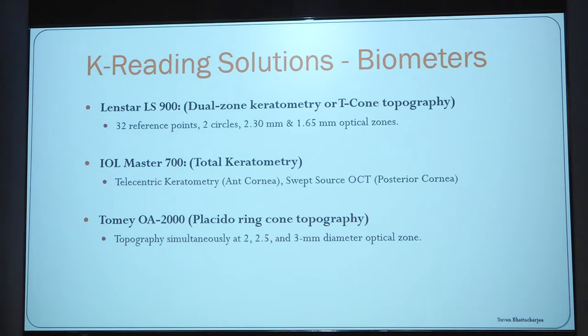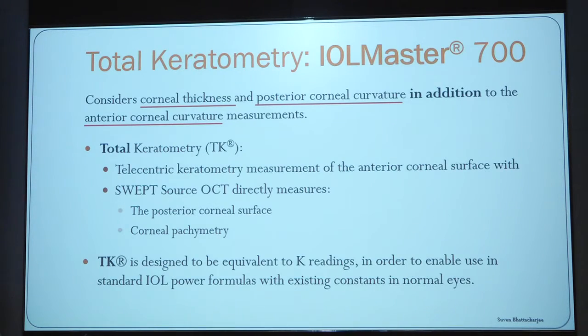And I do have a Tomey OA-2000, which works well for most of your cases, but for post-refractive you have to be a little careful and maybe cross-check here and there. In the Tomey, what it does is topography simultaneously at 2, 2.5 and 3 millimeter zones, and it has 9 mires, so it gives you a fairly good idea, but it's mostly topography.